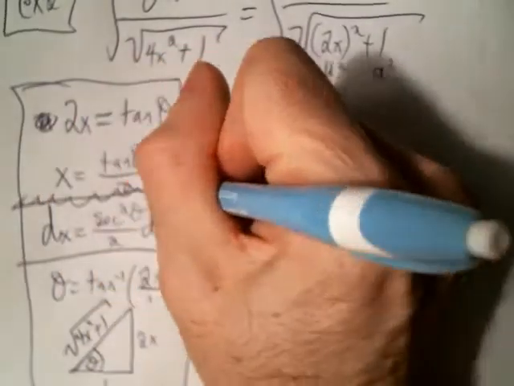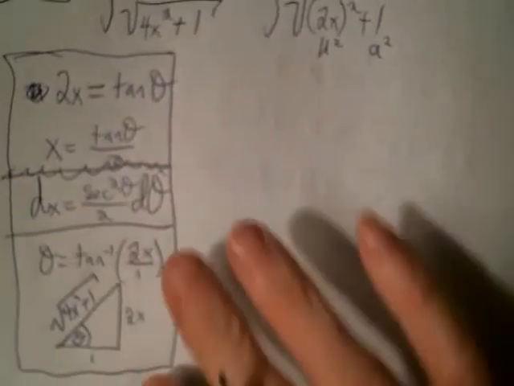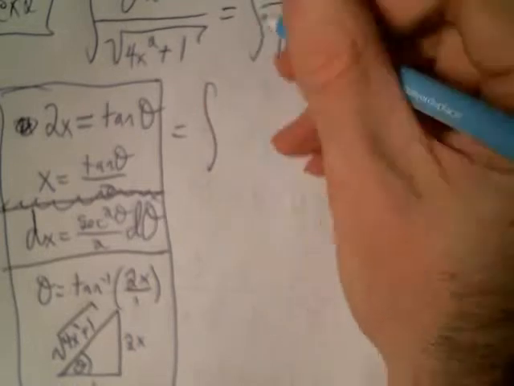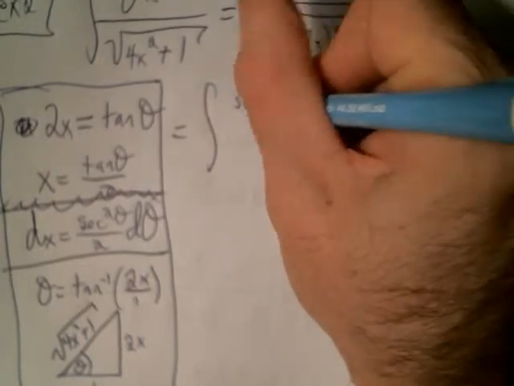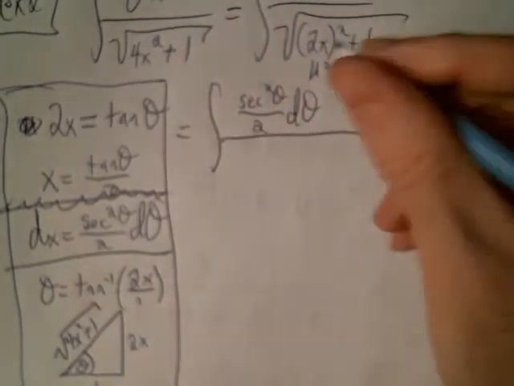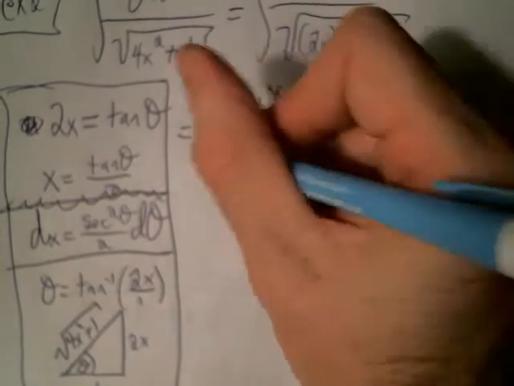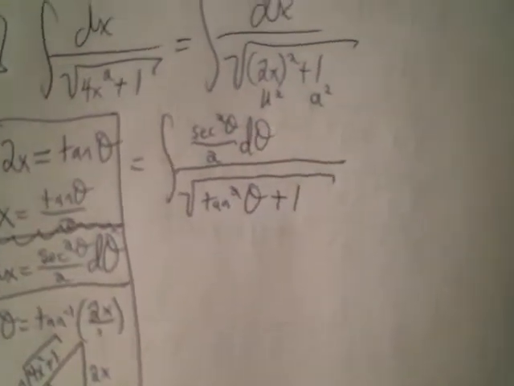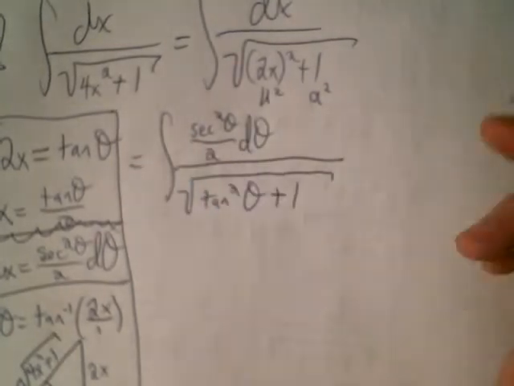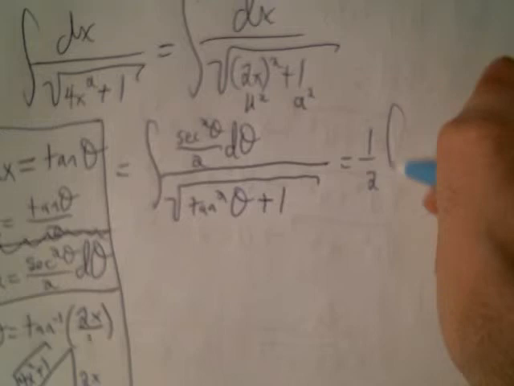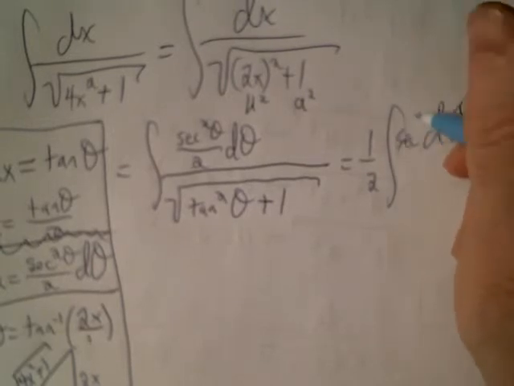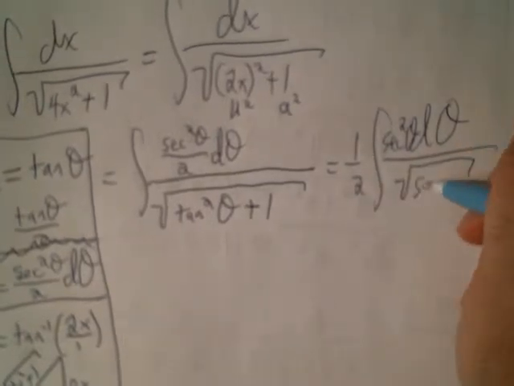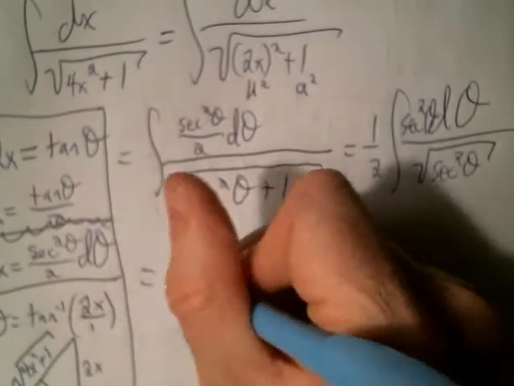So I need to go to here. First you start with this information, plop it into here. So we'll have the integral of dx, which is secant squared theta all over 2 d theta, all over the square root of 2x squared, which is basically tan squared theta, and then plus 1. I can factor a 1/2 out of this thing. That'll help a little. We have the integral of secant squared d theta, all over tan squared plus 1, which is the same as secant squared. So this should turn out real nice.